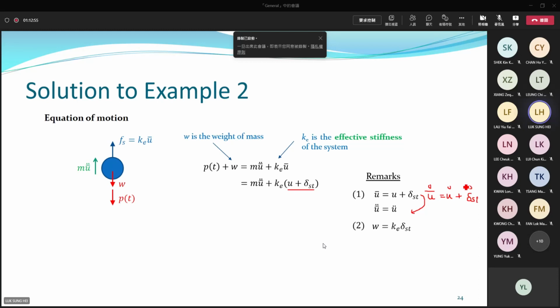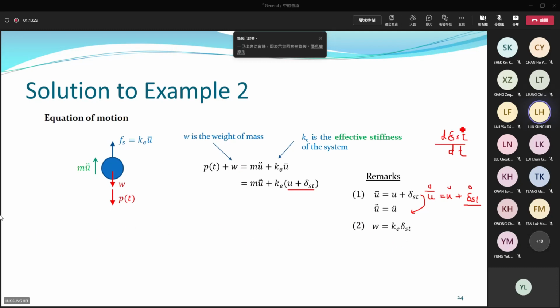You can use the chain rule, right? When you differentiate one equation, then you can use the addition rule. It becomes U dot plus delta ST dot. What is delta ST dot? Differentiate delta ST with respect to time. Symbolically, which means you evaluate d(delta ST)/dt.